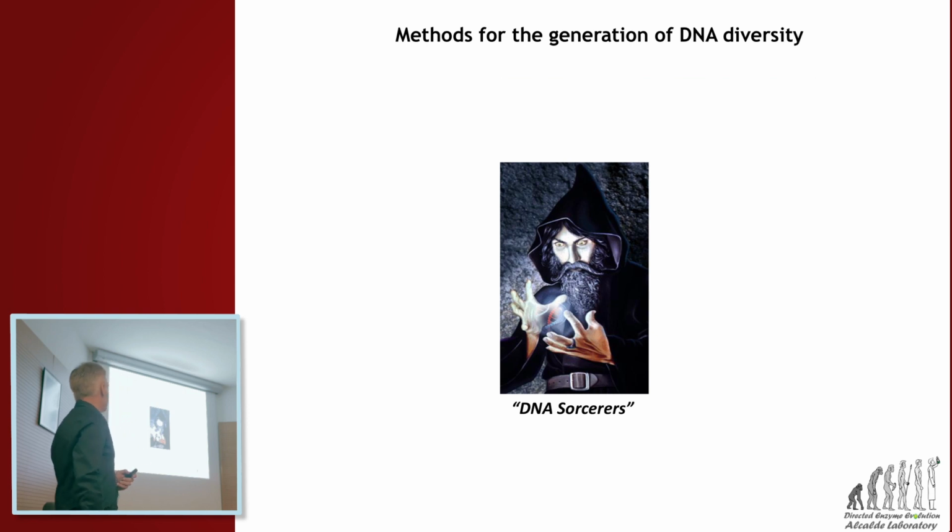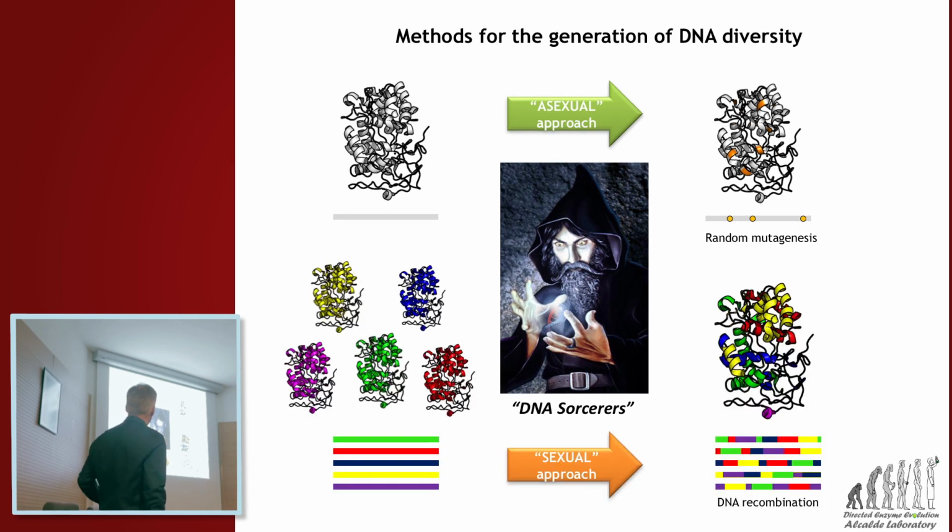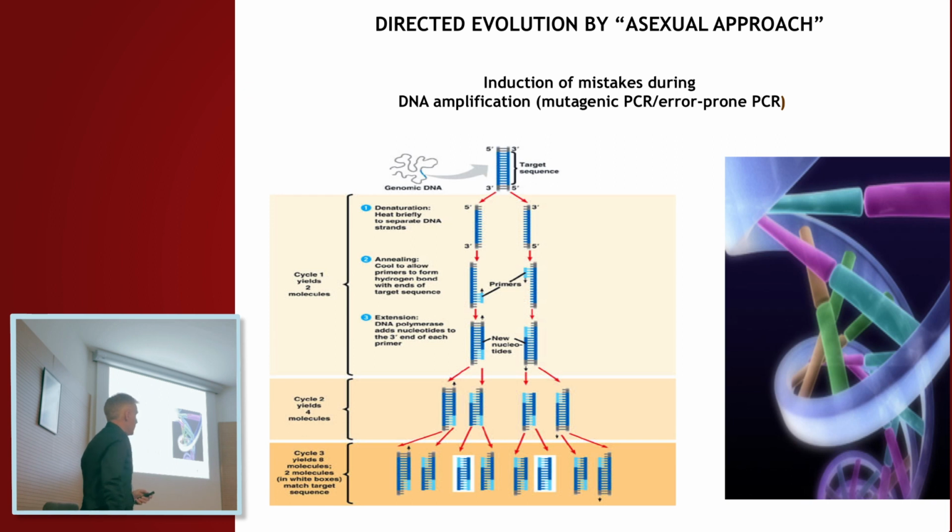In terms of methods for the generation of DNA diversity, there are two tendencies. First, what we call the asexual approach, I mean the random introduction of mutations throughout the protein, and the second one, the sexual one, which basically means the recombination of different parental types. To make the asexual approach, the random mutagenesis is, in most directed evolution experiments, based on the modification of the PCR reaction.